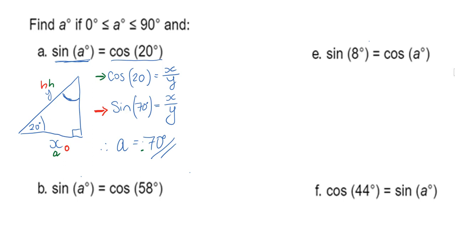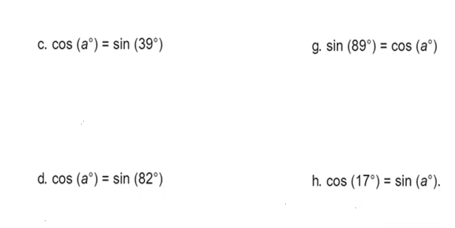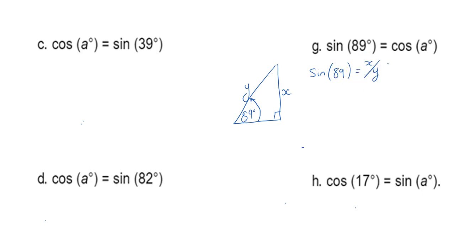We might go, let's go G. Okay, so they haven't given us too much information. They've told us sine of A, so we can draw that. And we don't know what these sides are, but we know that sine is opposite over hypotenuse. Okay, so we've got to find something that would give us cos that would be x over y. Okay, and that would be this angle here.